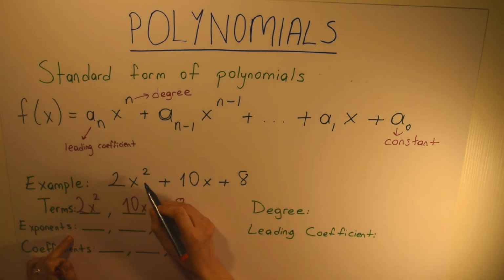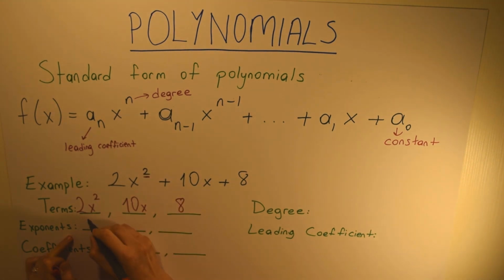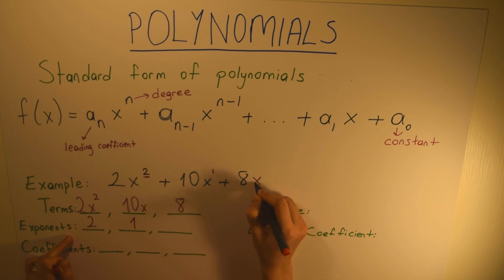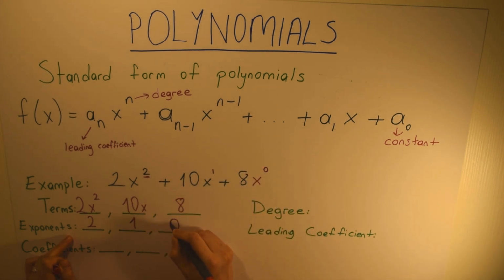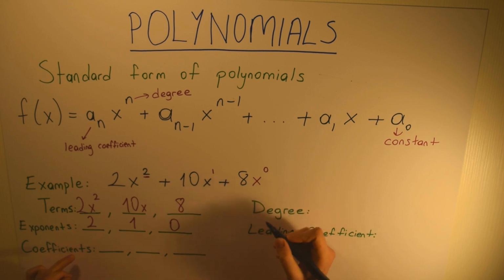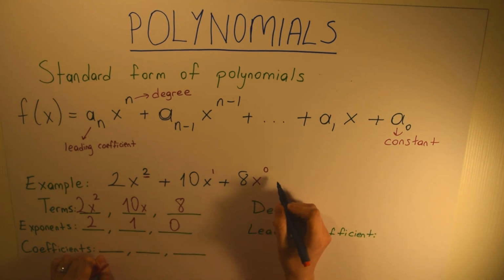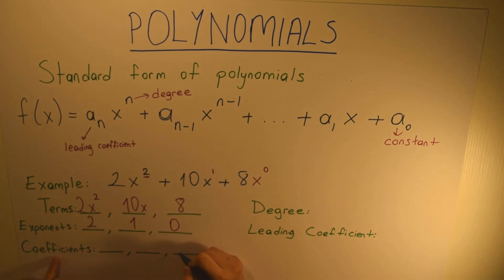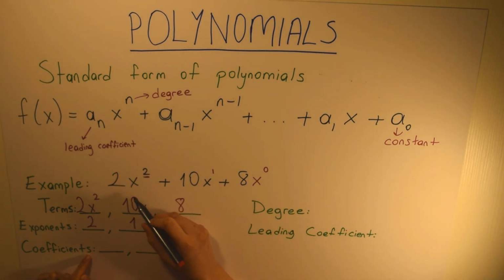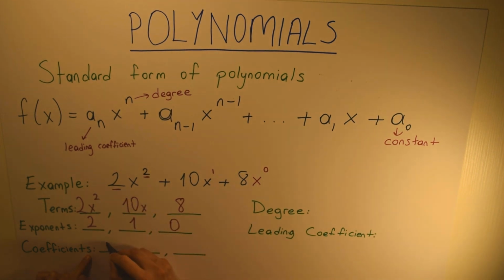Exponents. So here we have our exponent 2, we have here 1, right, because this is x to the power of 1, and we have here 0, x to the power of 0, which we don't see here. We don't have to put it here because we already know that x to the power of 0 is equal to 1. As an exponent, we have to write it here. Okay, so coefficients, they are the numbers written in front of our variables. So here we have 2, we have 10, and we have here 8.